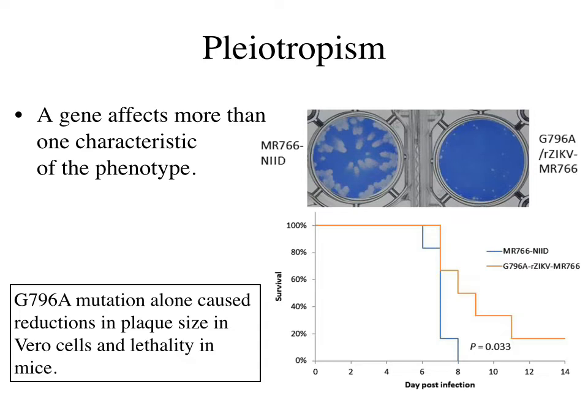The plaque size of the G796A mutant was significantly smaller than that of the parental strain. The mutation also reduced the growth rate of the parental virus in Vero cells. We actually saw that in another slide earlier in the lecture. In addition, this mutation decreased the virulence of the strain in mice. These results indicate that the amino acid variation at position 230 in the viral polyprotein, which is located in the M protein sequence, is a molecular determinant for plaque morphology, growth property, and virulence in mice of Zika virus.